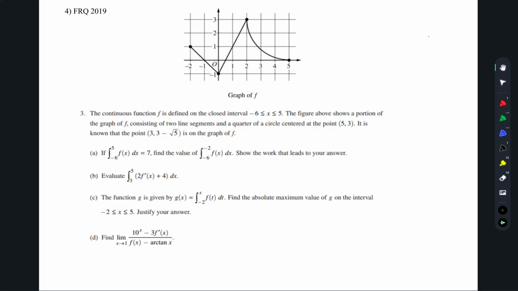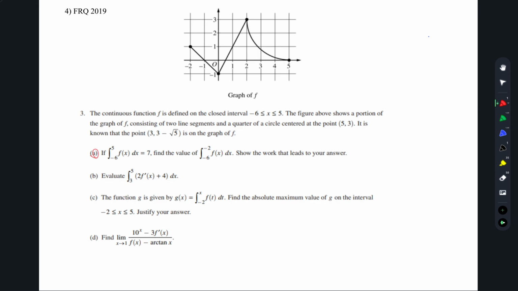Part D is L'Hopital's. The first time they put L'Hopital's on an FRQ was right here. And then they were psycho about their justification. That's fine. It's mean. It's just mean. You know?